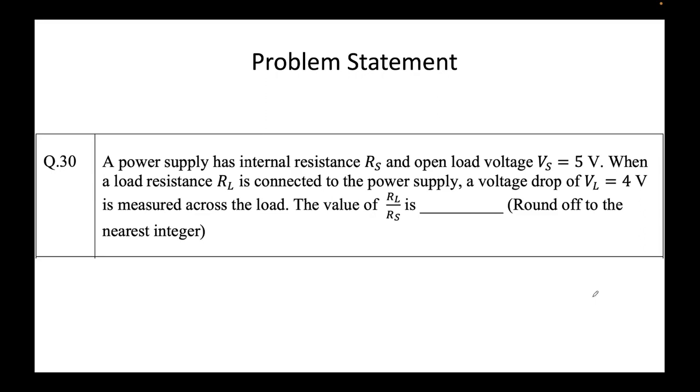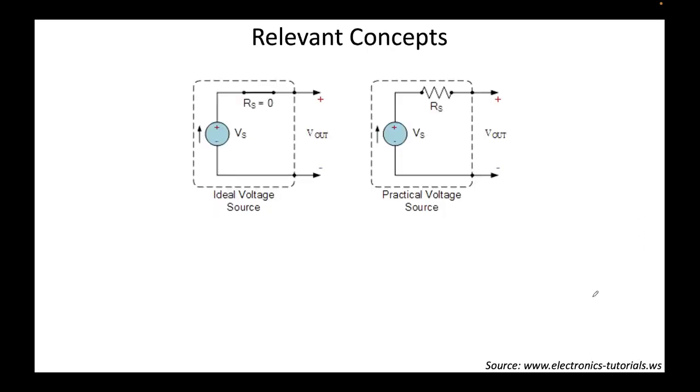When a load resistance RL is connected to the power supply, a voltage drop of VL equal to 4 volts is measured across the load. The value of RL over RS is. Since this is a numerical answer type problem, we will round off our answer to the nearest integer. Before we try to solve the problem, let's visit some relevant concepts.